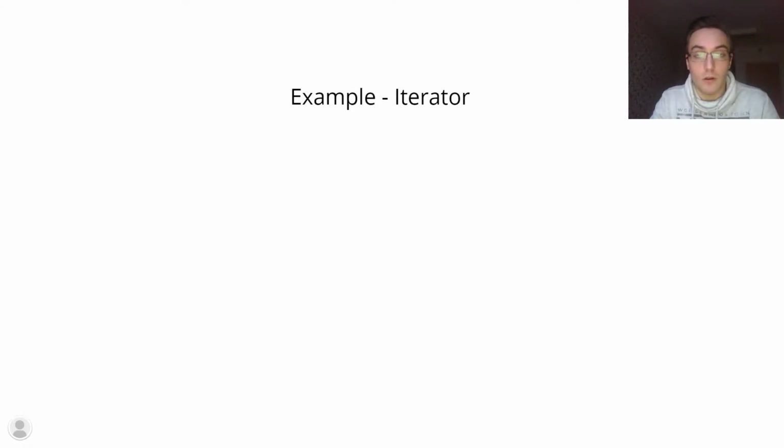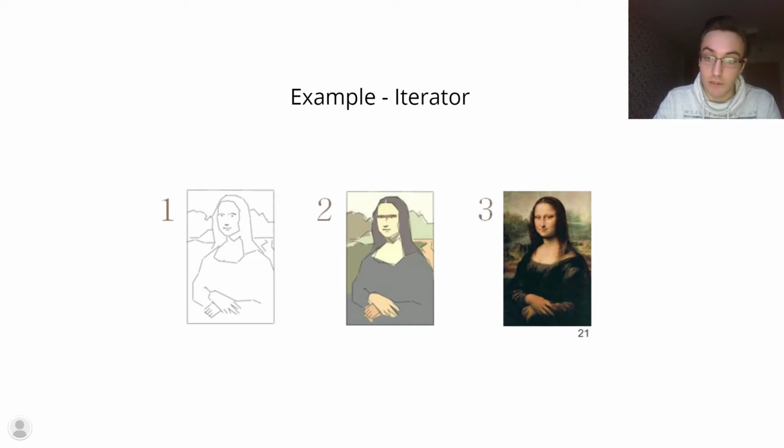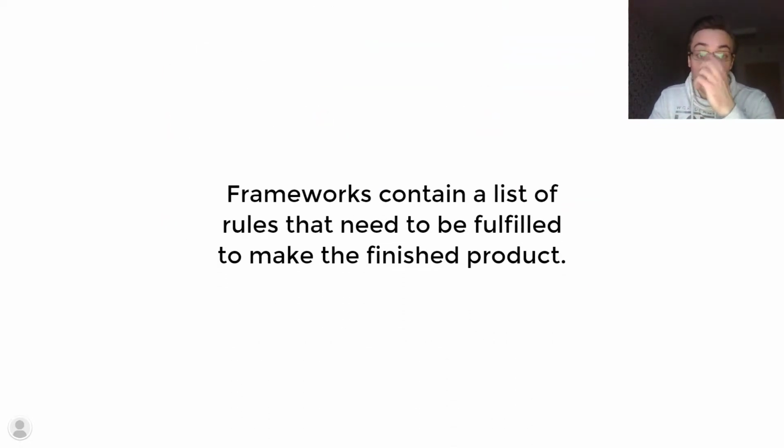Well, let's take a look at an example. An iterator is an abstraction that must have a way of getting a current object and moving to the next one, like this Mona Lisa picture. An iterator in this case would be some kind of drawing algorithm that adds color or draws the picture, the end picture. Similarly, a framework contains a list of rules that need to be fulfilled to make the finished product.